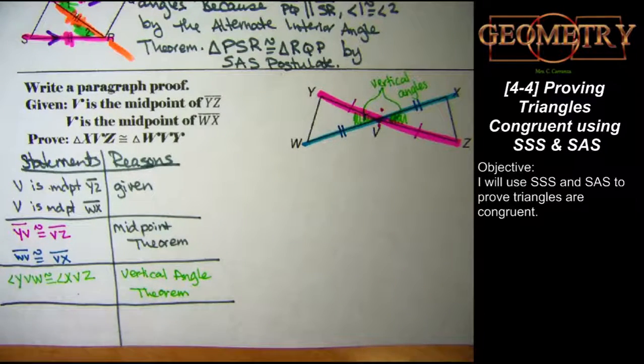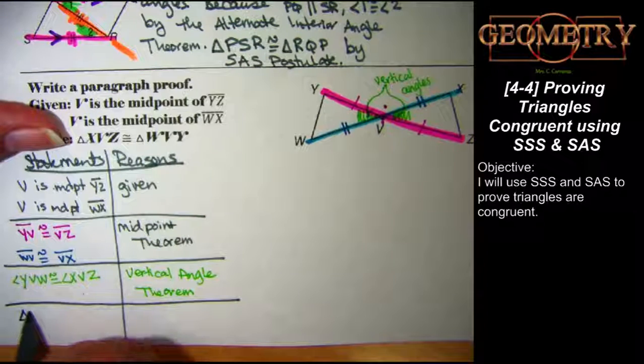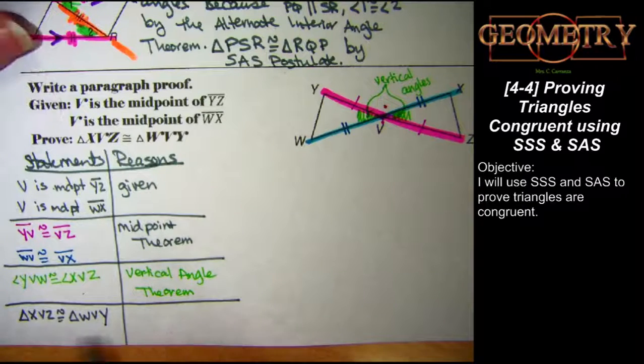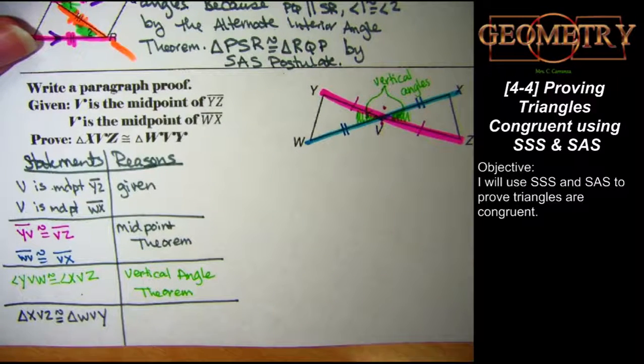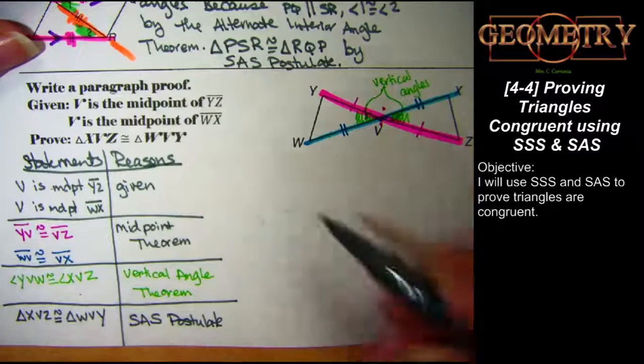Do I have enough information to say my two triangles are congruent? Yes, which is the statement I wanted to prove right up here, so I'm going to copy my proof statement down. And then I'm going to state the reason that I have enough information. I have side angle side. I have two sides and the included angles, which ended up being vertical angles, and so my reason they're congruent is the side angle side postulate.